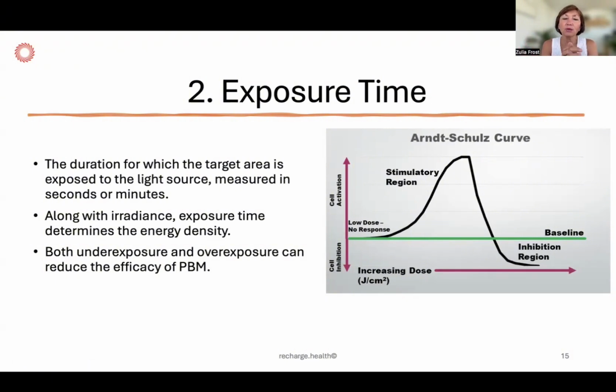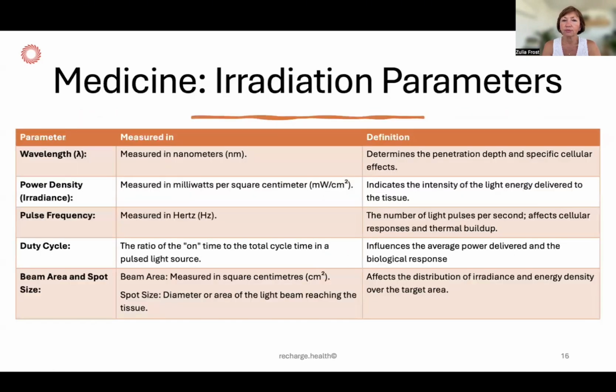So the exposure time, as we agreed, is a really big one, because it's irradiance over a period of time: 1 second, 2 seconds, 10 seconds, 100 seconds, 60 seconds, for example. Of course, the energy will build up. So exposure time is really important. Both underexposure and overexposure can reduce the efficacy of photobiomodulation.